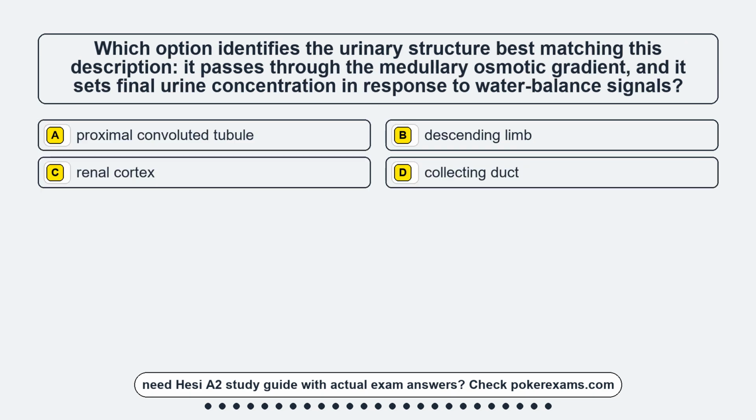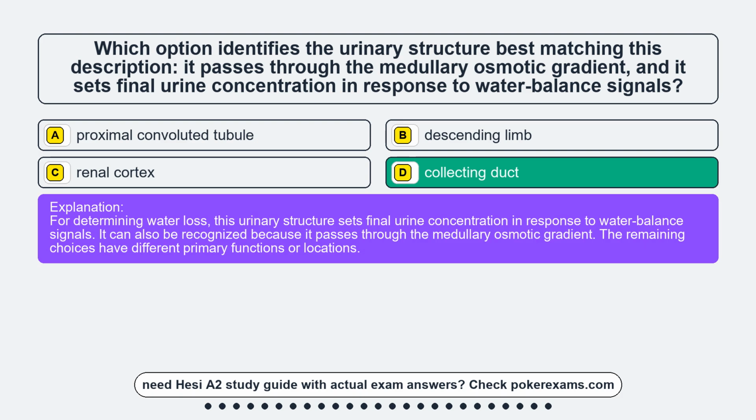Question 17. Which option identifies the urinary structure best matching this description? It passes through the medullary osmotic gradient, and it sets final urine concentration in response to water-balance signals. Option A, proximal convoluted tubule. Option B, descending limb. Option C, renal cortex. Option D, collecting duct. The correct answer is option D, collecting duct.